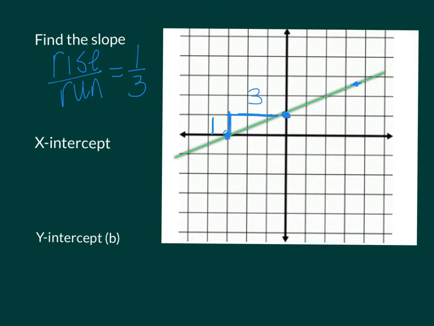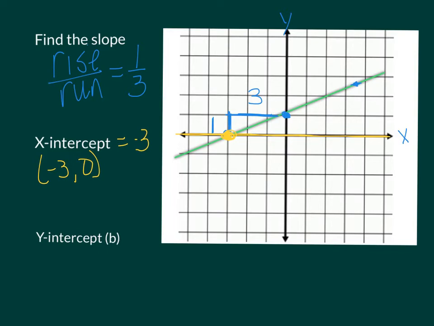Now the next thing we do is an x-intercept. So this is my x-axis, and this is my y-axis. So what we want to know here is, where does the green line cross my x-axis? And it crosses it right here, which is (-3, 0), or just -3.